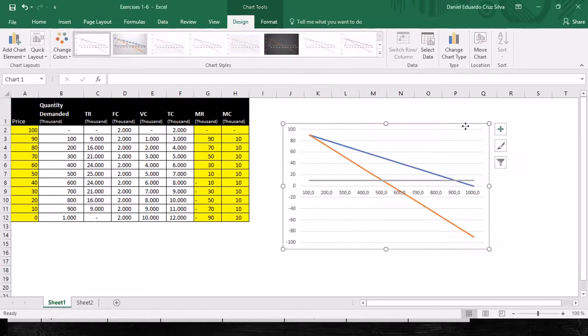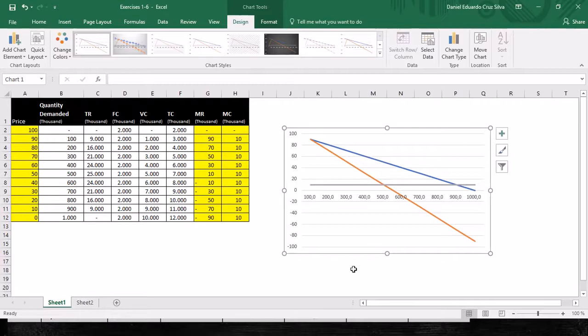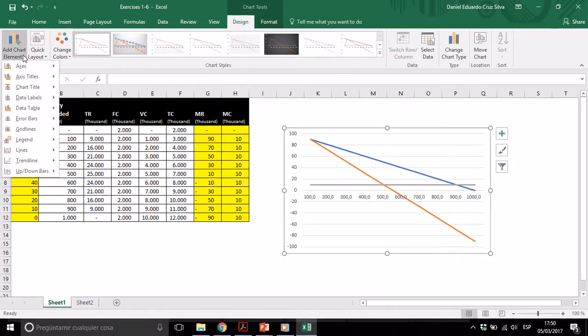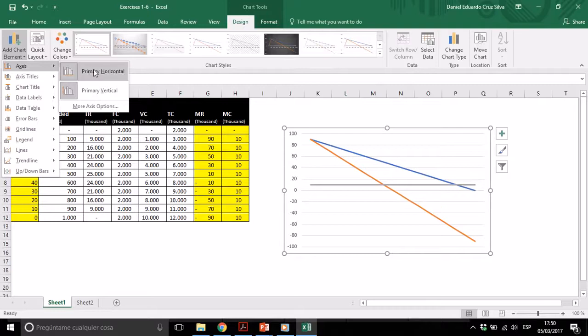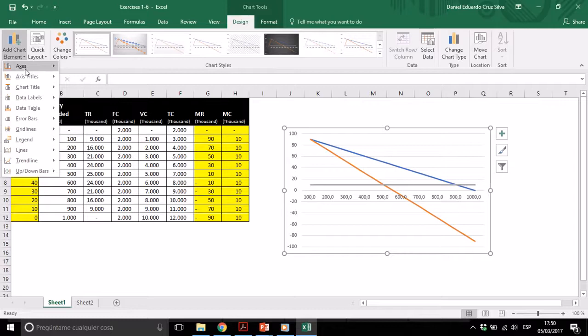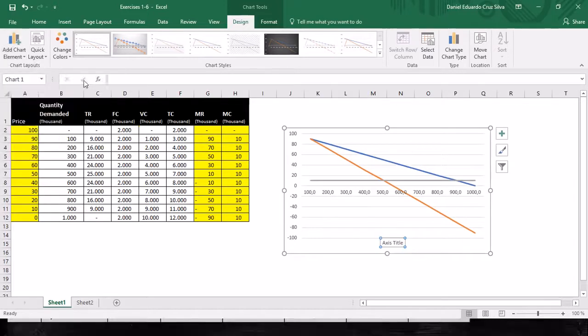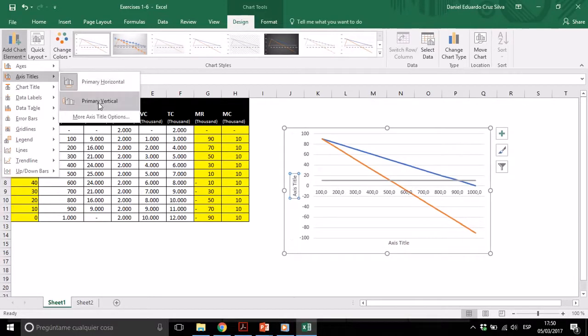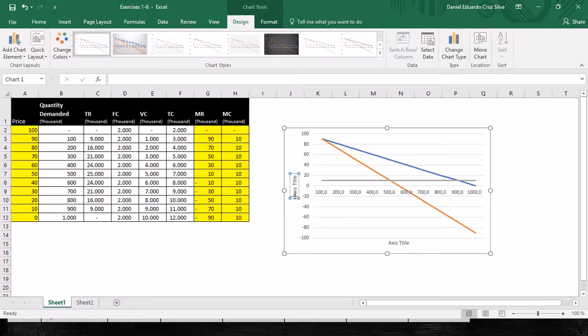Then things change a little bit. Here we have kind of the graph that we need. So maybe we need to label the axis. Here we have the axis laid out. It's going to be actual titles, primary, and here we're going to add the other one, primary vertical. This one is going to represent the cost, and this one will represent what? Quantity.